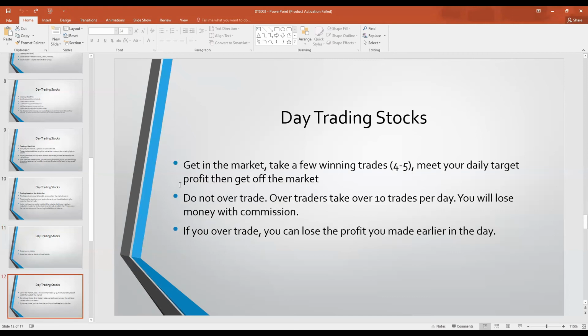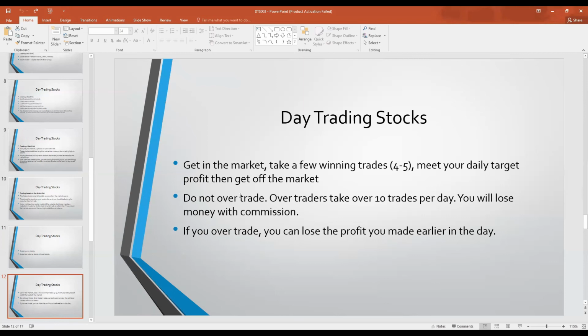So these are general rules. When trading stocks, get in the market, take a few winning trades, 4 to 5 trades, meet your daily target profit, and then get off the market. Do not overtrade. Overtraders take 10, 20, 30, 40 trades a day. Do not overtrade. If you overtrade, you will lose your money. You want to get in the market, make your profit, and then get off the market.